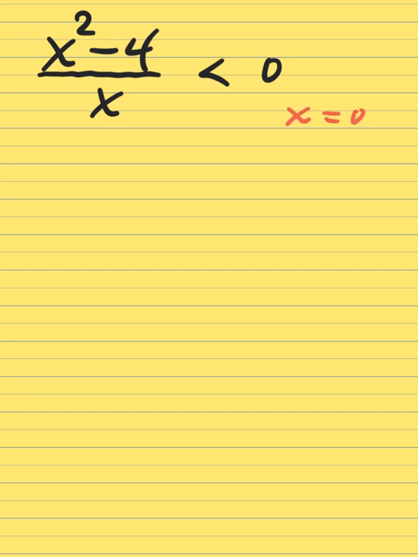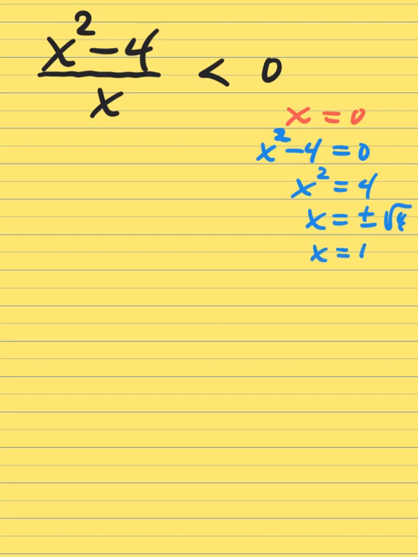The numerator is equal to 0 if x is positive or negative 2. Now if the numerator is 0, those are x-intercepts. If the denominator is 0 and you can't cancel it out through factoring, that's a vertical asymptote. Let's sketch the graph, and again, feel free to use your graphing calculator as much as you like.